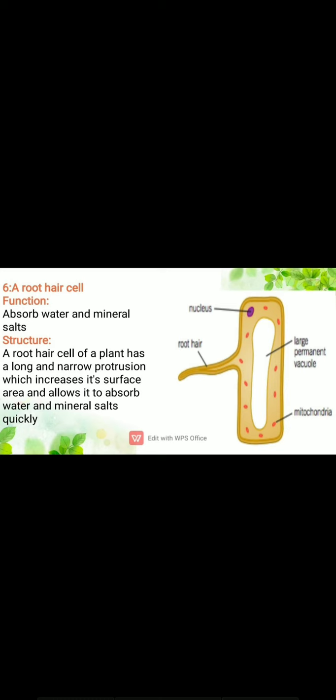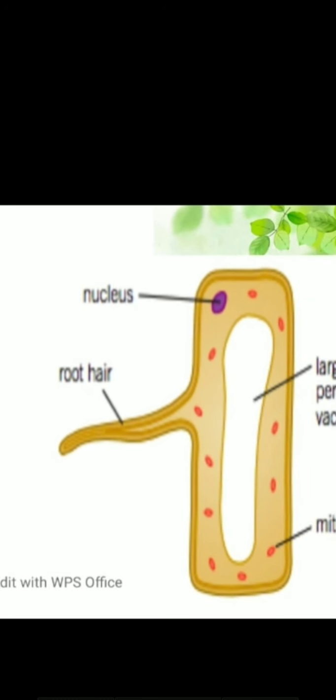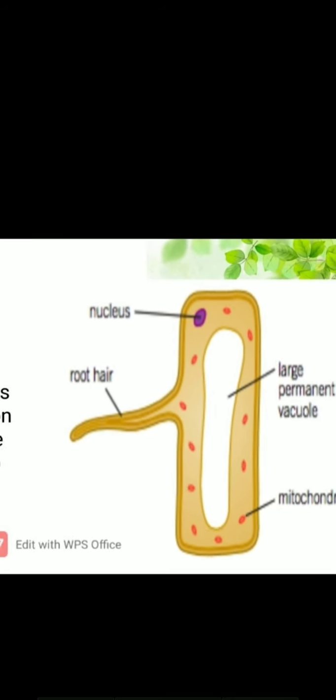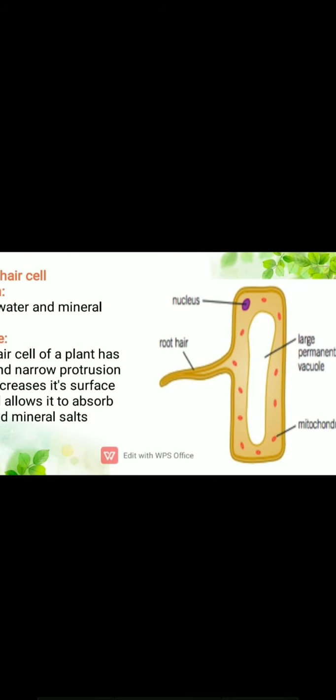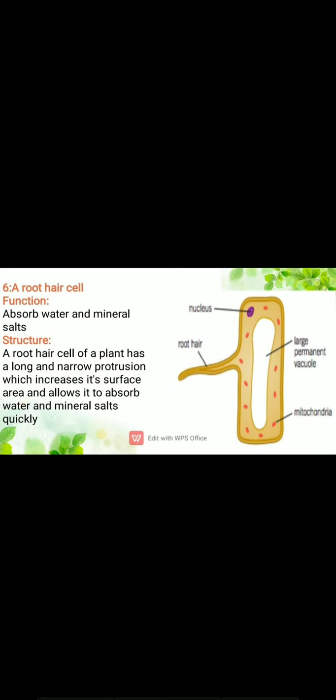The next type of plant cell is the root hair cell. It will absorb water and mineral salts. The root hair cell of a plant has a long and narrow protrusion which increases its surface area and allows it to absorb water and mineral salts quickly. You can see that it has a long protrusion. It is actually called a root hair. So this root hair is there to absorb water, salts and minerals from the soil and give them to the upper body parts of a plant. So the function of the root hair cell is to absorb water and minerals.